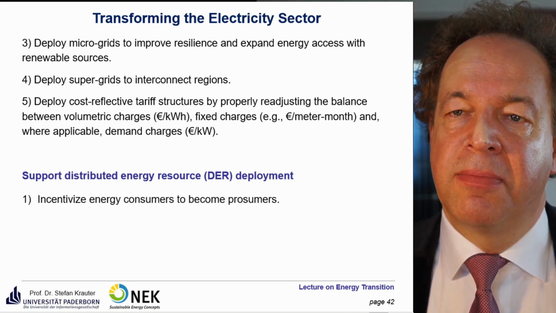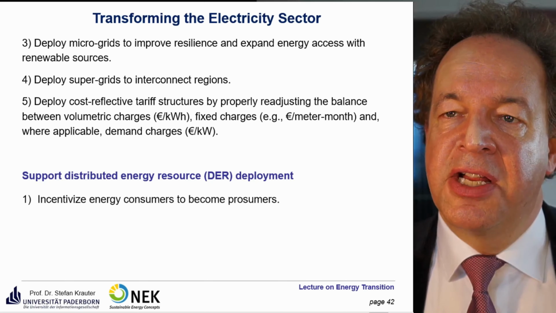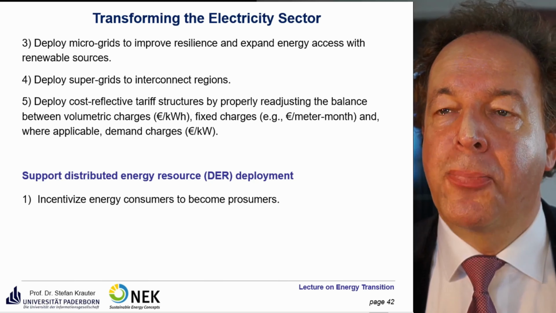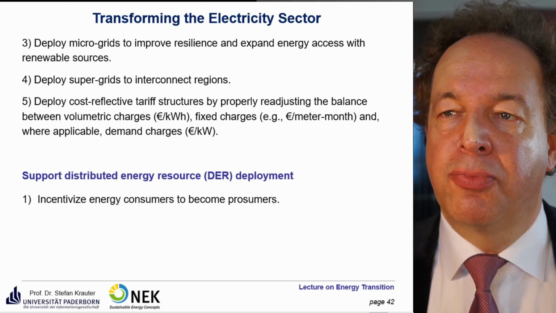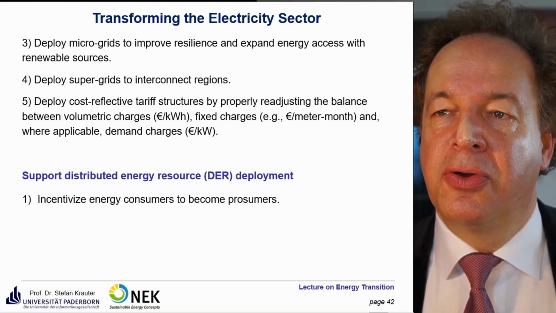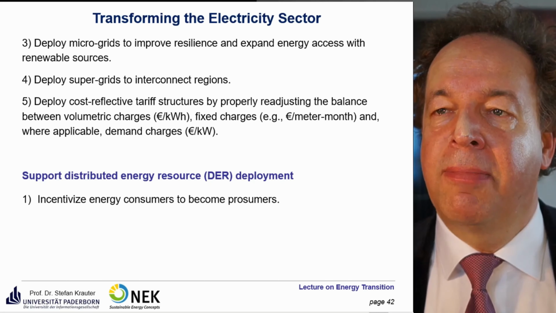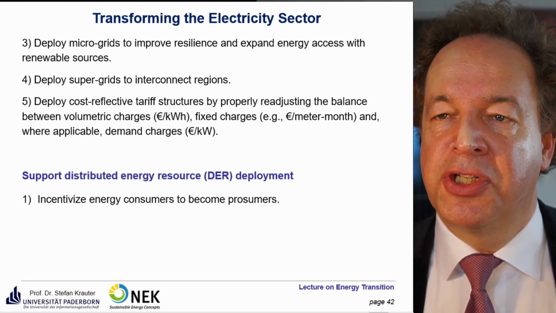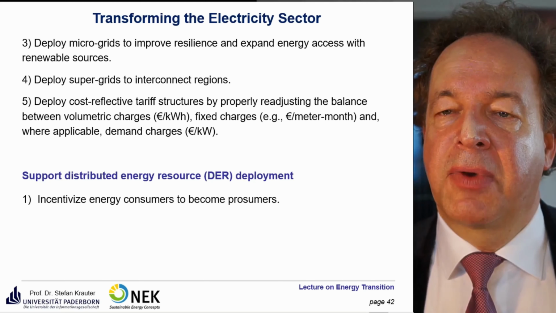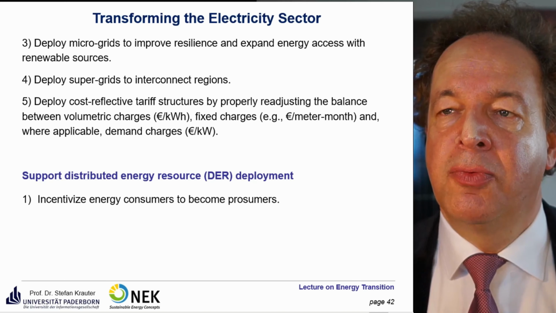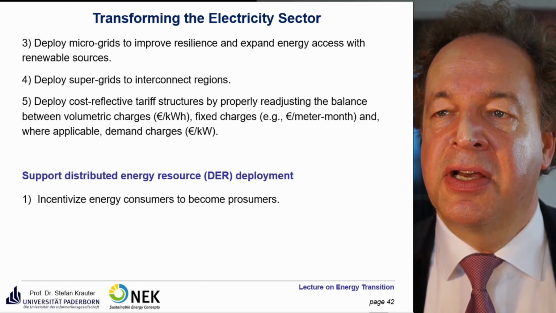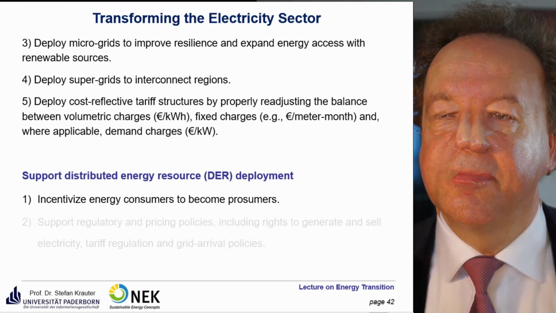Yes, support distributed energy resource deployment, incentivize energy consumers to become so-called prosumers. That means you're not only consuming energy, you're also producing. So if you have a household with a photovoltaic panel on the balcony or on the roof, you are also a generator. And this can save some transmission costs because the share that the consumer is consuming by itself doesn't have to be generated, neither transported via the transmission and distribution system.